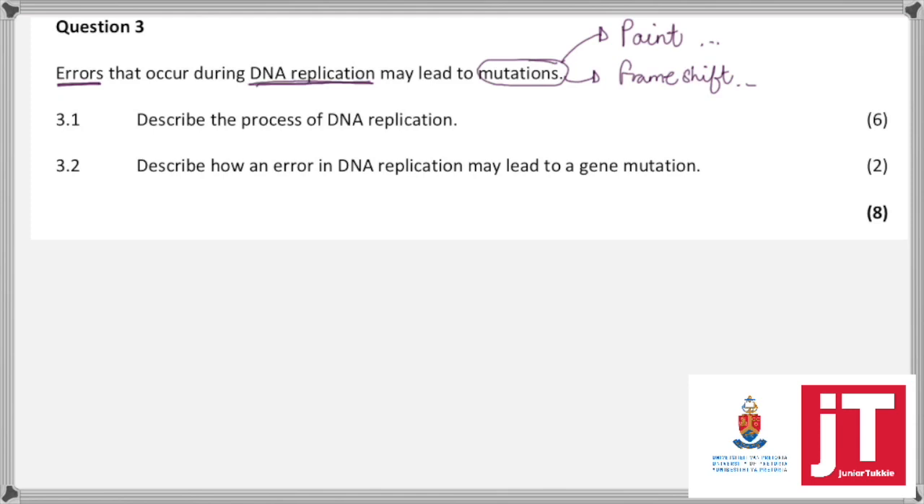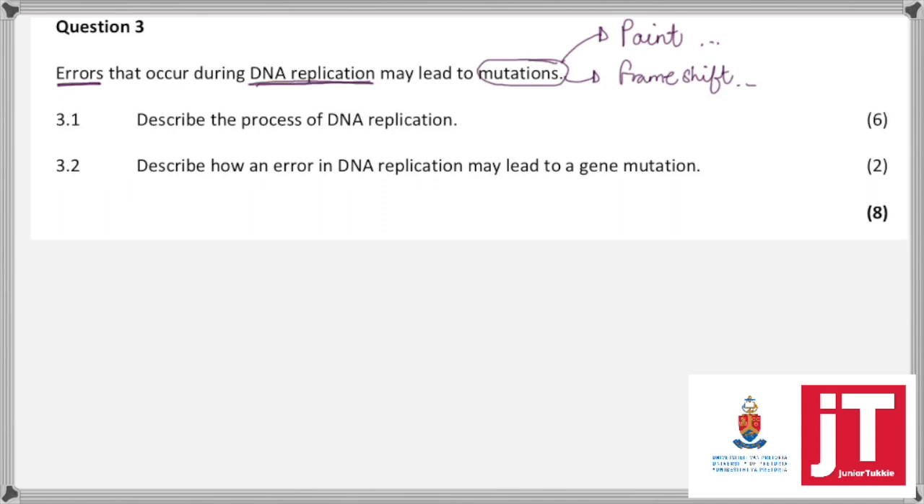So here we're talking about DNA replication and the mutations that result, which could either be the point or the frame shift mutation. So let's not refer to the specifics of point and frame shift, but rather to gene mutations, which is probably what we're going to have here. If we look at question 3.1, describe the process of DNA replication, this is for 6 marks. So we have to be specific, but we also can't be too blasé with our answer. We have to make sure that we start at a point and detail the process step for step, trying to be as specific as possible.